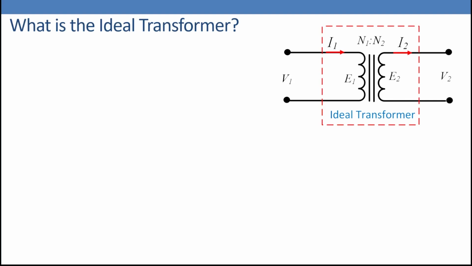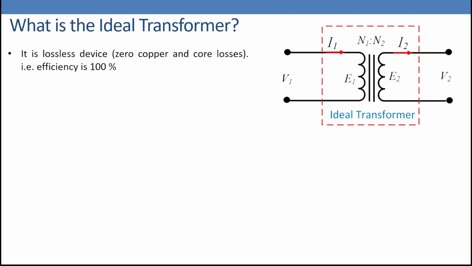It is a theoretical model engineers use to simplify the analysis. In reality, transformers have some losses, but an ideal transformer assumes everything works perfectly. First, it is considered a lossless device, meaning there is no copper loss or core loss at all. This means all power input is transferred to the output.